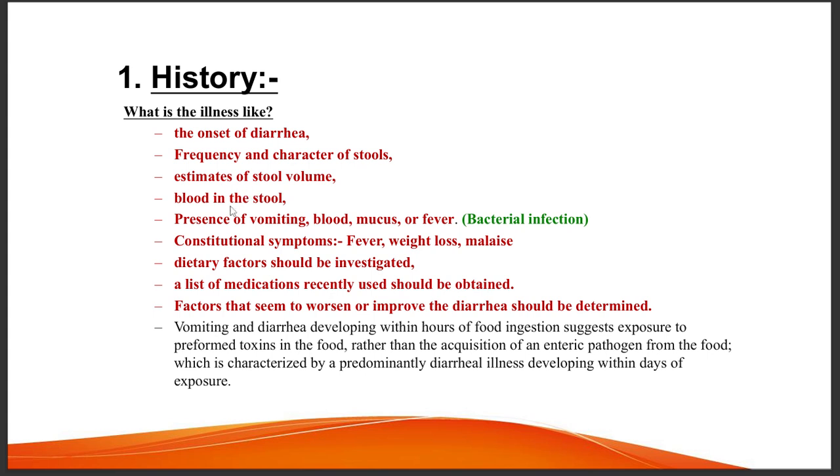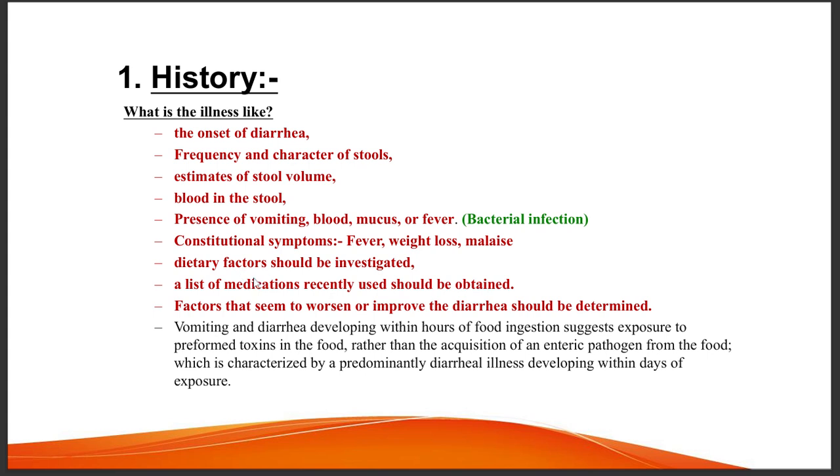Was there blood in the stool? It mentions that. Was there also vomiting? Was there blood, mucus, or fever? Because that can actually point to an infection. Does this person have a fever? Are there B symptoms or constitutional symptoms? Fever, weight loss, malaise. Okay.